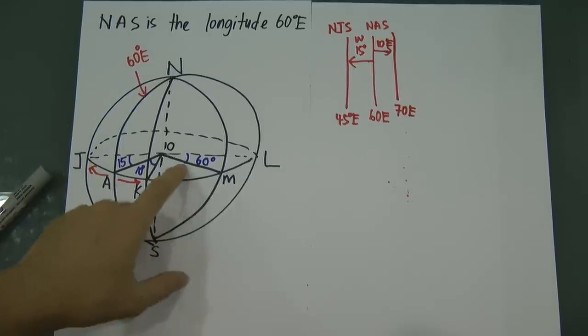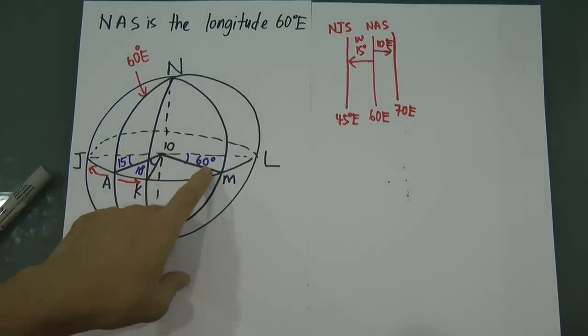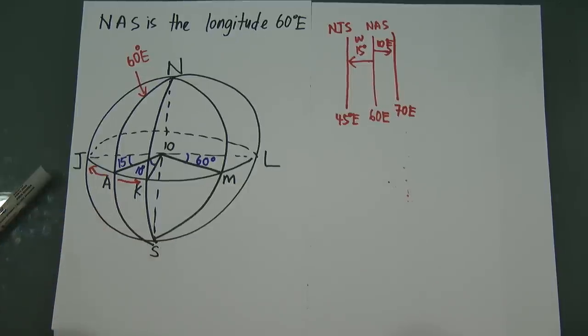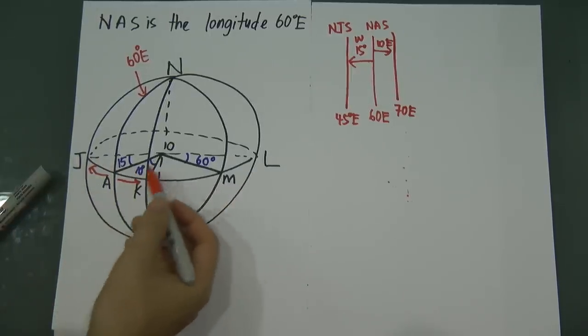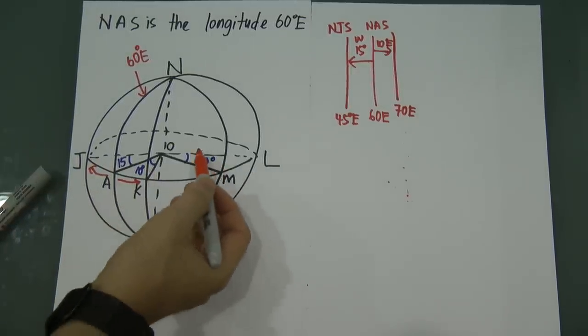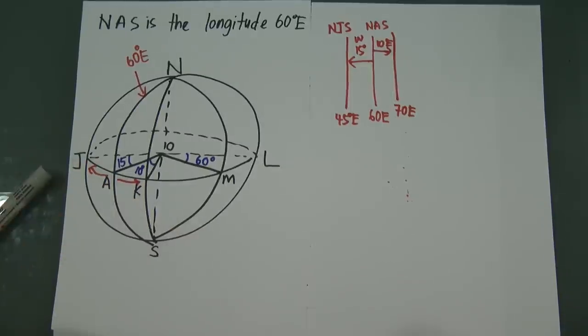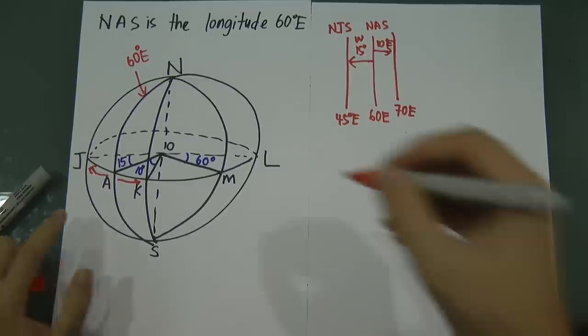He didn't give you the angle in between. He only gives you this angle. But we are smart enough to know that this is 180 degrees. So you just use 180 minus all of these angles. Then you can easily know what the angle in between is. So you just use a calculator, 180 minus 60 minus 15 and minus 10. This one will be 95.